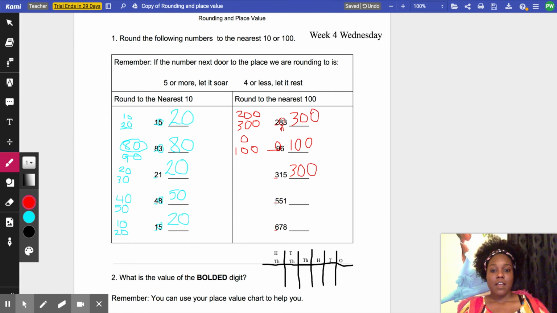551, I have a 5 in my hundreds place. The 5 next door, 5 or more, let it soar. Round it up. So it's not going to stay 500. It's going to move up to 600.